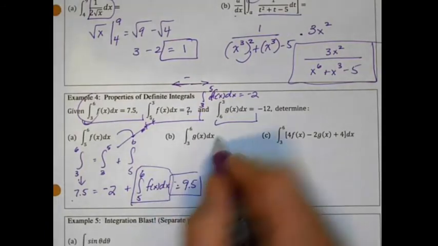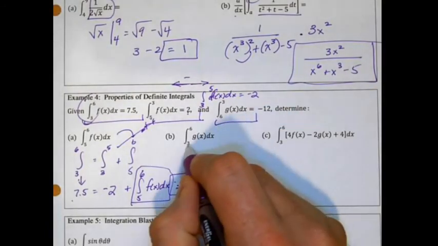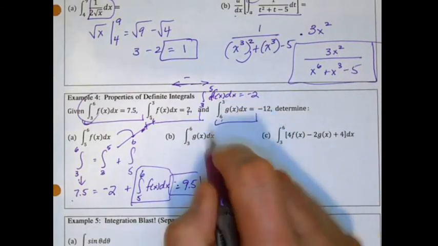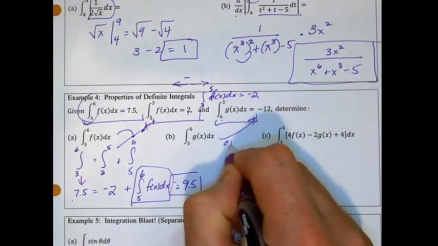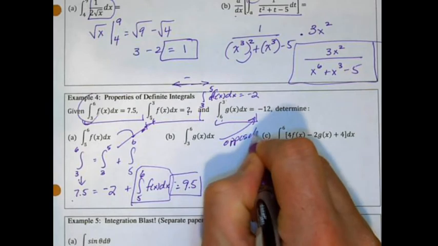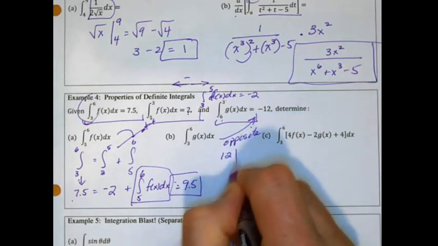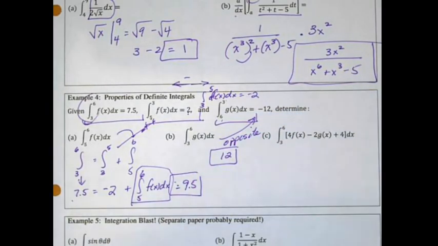Alright, 3 to 6 of g of x. I have 6 to 3, so that's just going to be the opposite of that. That's not a simple one, but it's just the opposite of it. That's going to be 12.